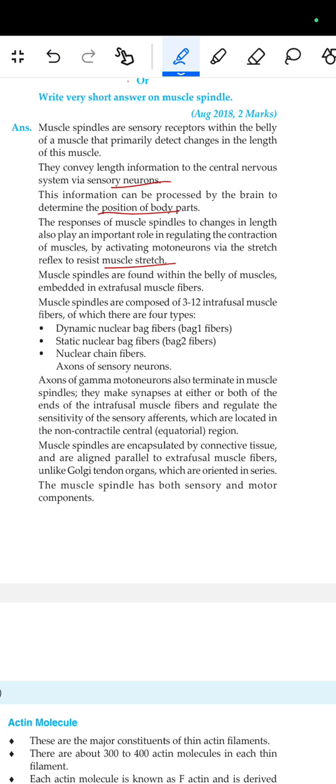Muscle spindles are composed of 3 to 12 intrafusal muscle fibers, of which there are 4 types: dynamic nuclear bag fibers, bag 1 fibers, static nuclear bag fibers, bag 2 fibers, nuclear chain fibers, and axons of the sensory neurons. Axons of the gamma motor neurons also terminate in the muscle spindle. They make synapse at either or both of the ends of the intrafusal muscle fiber and regulate the sensitivity of the muscle sensory afferents, which are located in the non-contractile central equatorial region.